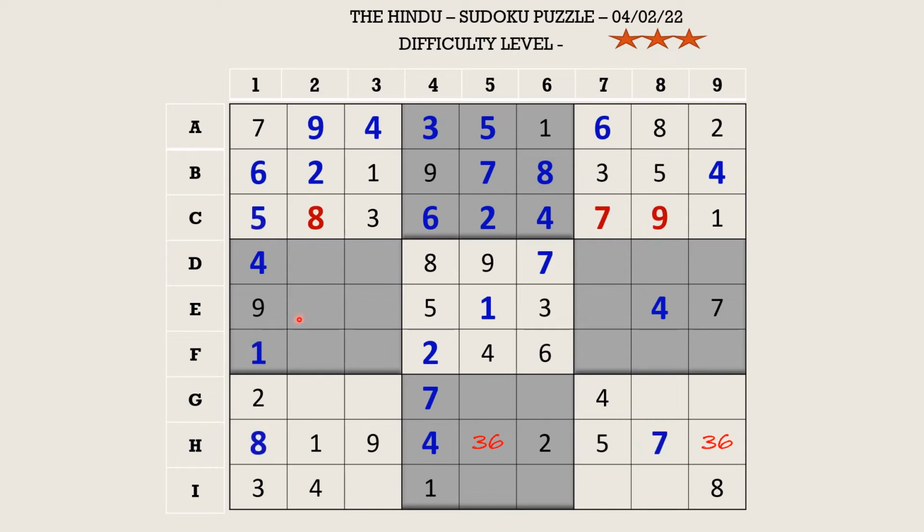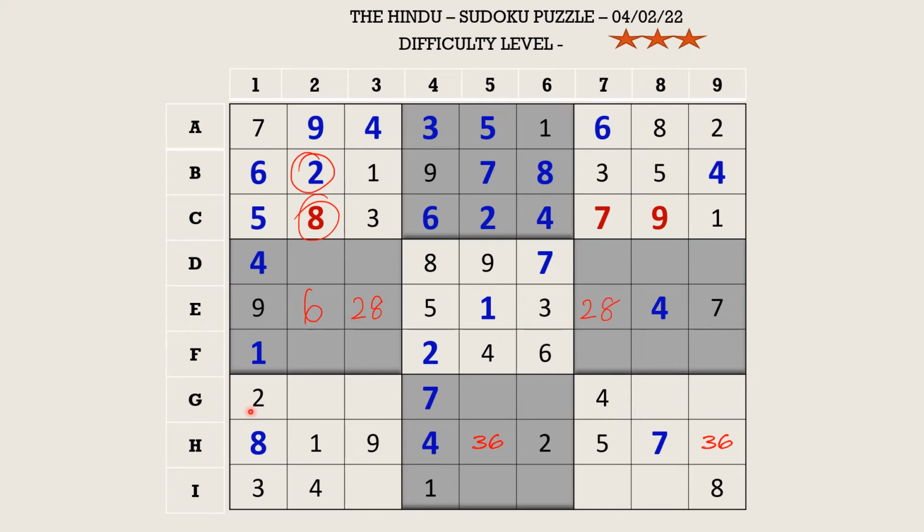In row E, there are 3 empty cells and the missing numbers are 2, 6 and 8. There is a 2 and 8 blocking in column 2. So E2 takes 6 and the rest of the 2 cells will take the 2, 8 pair.